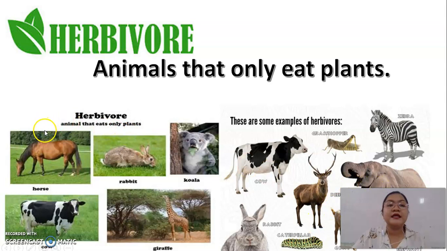Again, these are the examples of animals that only eat plants. Very good. Again, when we say animals that only eat plants, what do we call them? We call them herbivore. Very good. How about next?